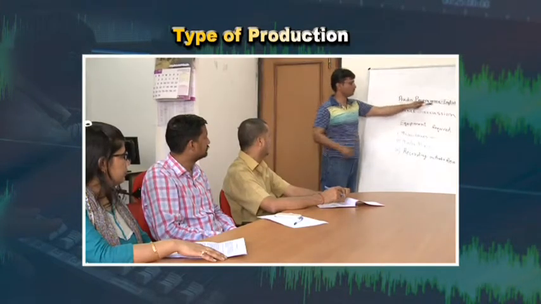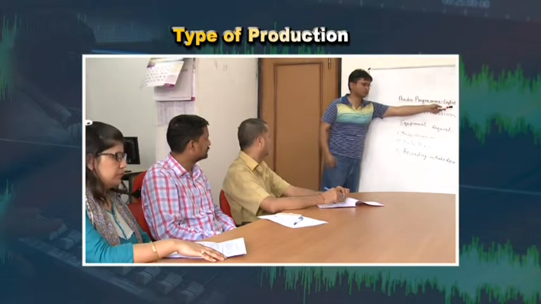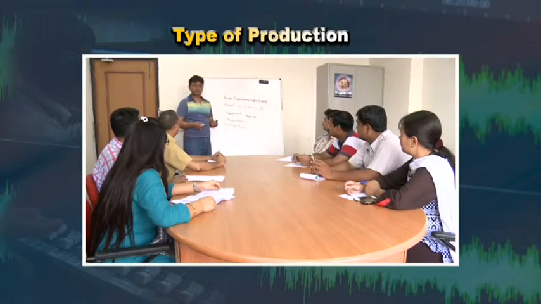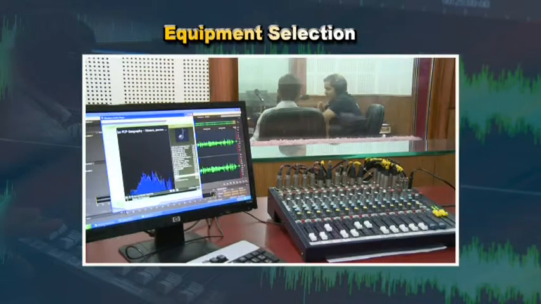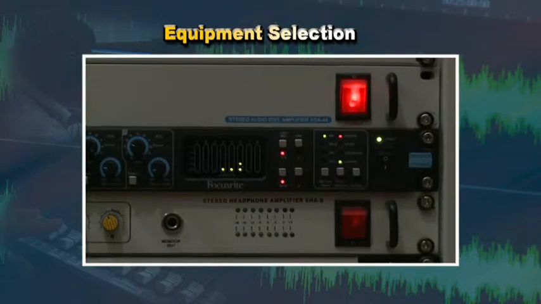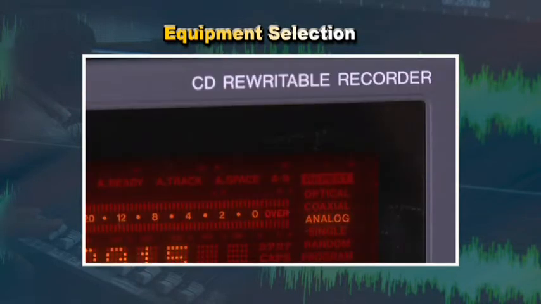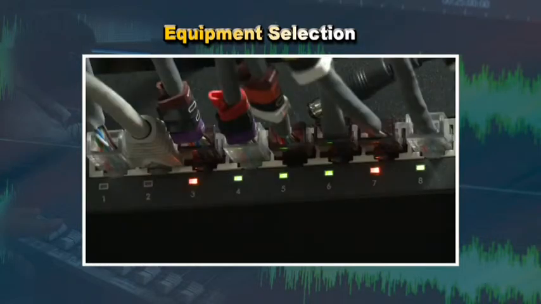This will help significantly in the next step of equipment selection. Every production type will change the list of equipment that will be required during the recording process. Next comes the equipment selection. It means to select the equipment required for the recording. Here you will select your own equipment keeping the production type in mind.